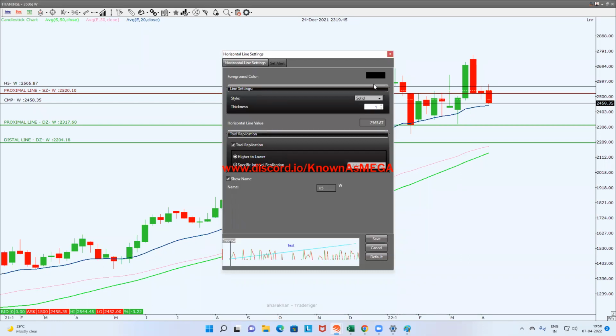If you are marking on weekly, and I would always suggest you mark weekly, lots of weekly demand zones and weekly supply zones, this is what you have to mark. But during the days, whatever assignments I give you, mark for daily as well.